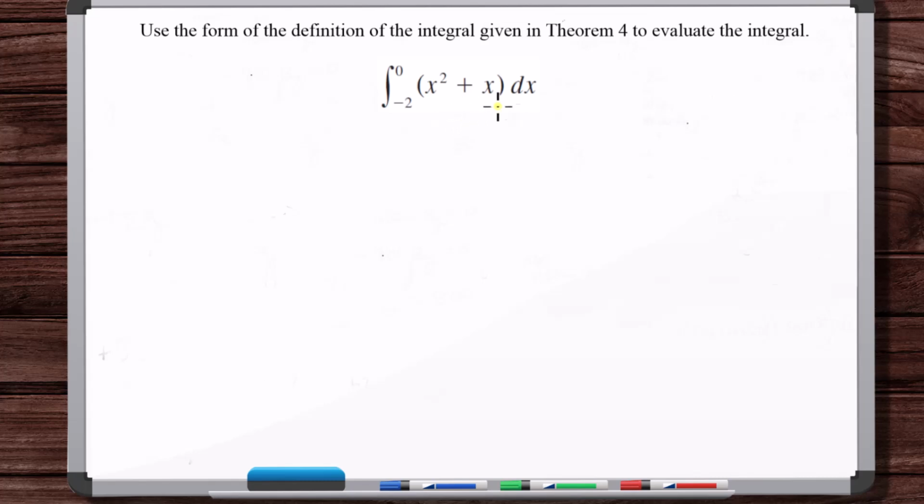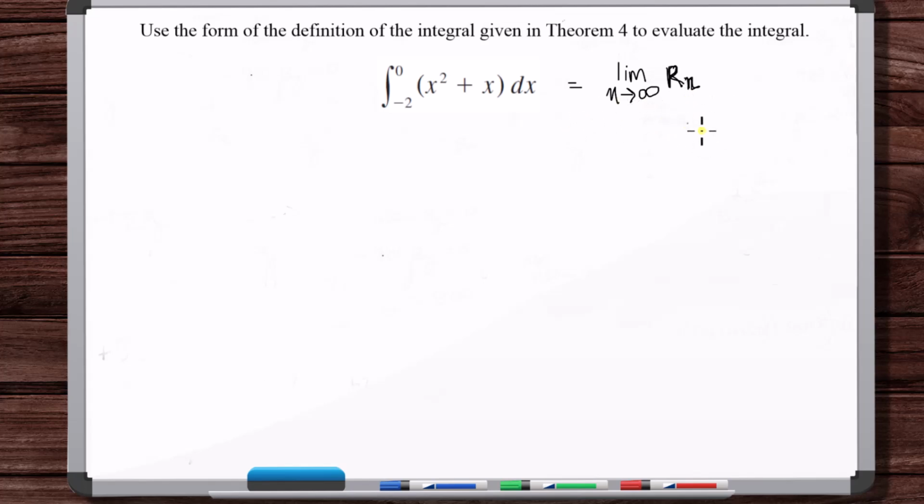So this definite integral is equal to the limit as n approaches infinity of the right endpoint Riemann sum, expressed as a function of just n. So what we need to do is get R sub n and then take the limit of R sub n as n goes to infinity. So how do we get R sub n?